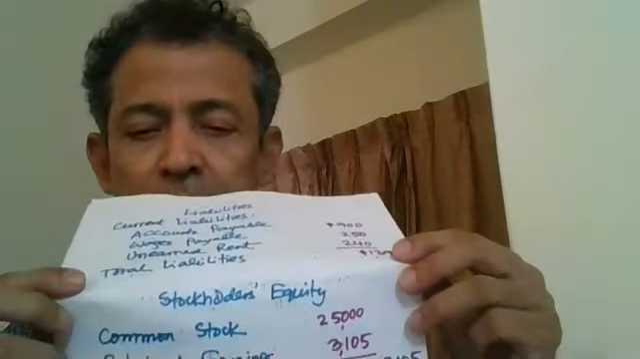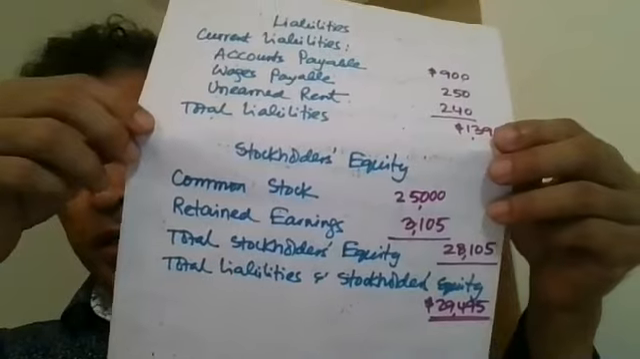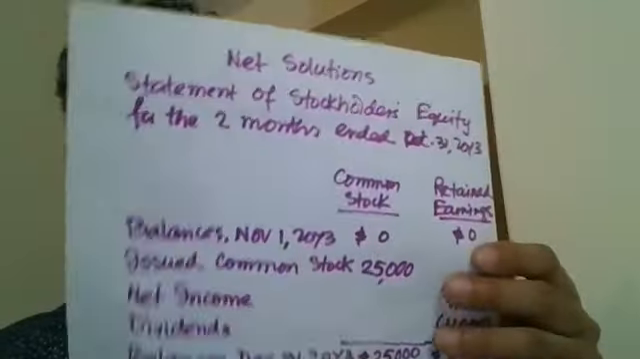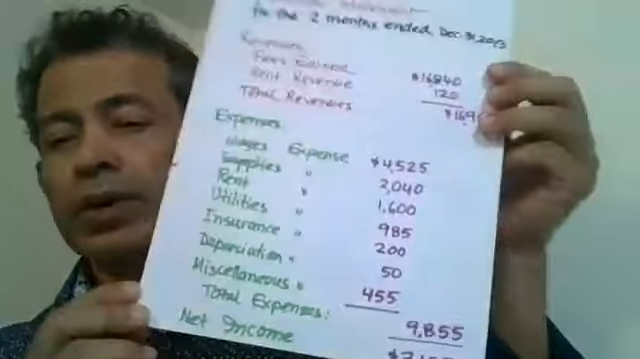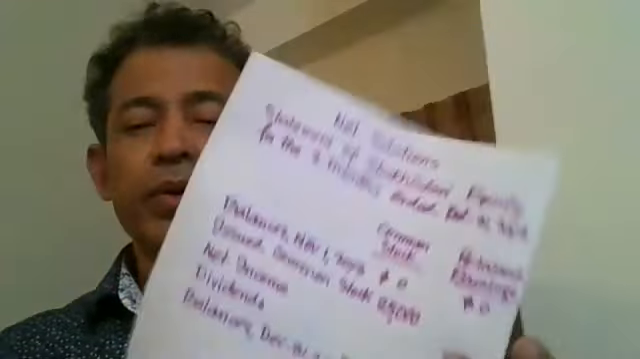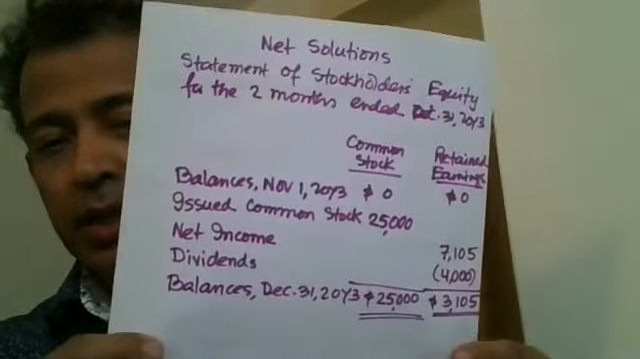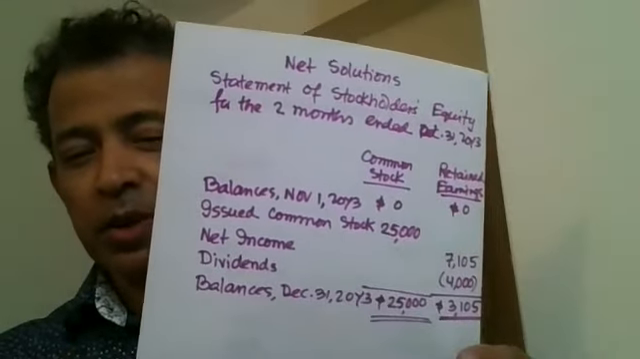So we have the common stock, and then retained earnings. Hang on. This is not the... Yeah, here's the stockholders' equity statement. So that was our income statement. Our net income, remember, is $7,105. And now the statement of stockholders' equity.